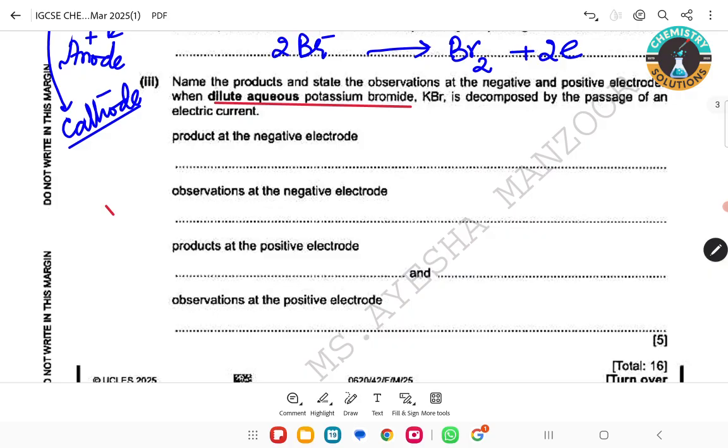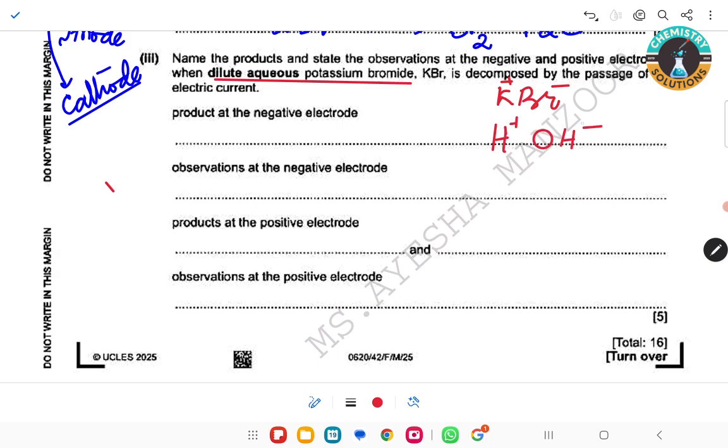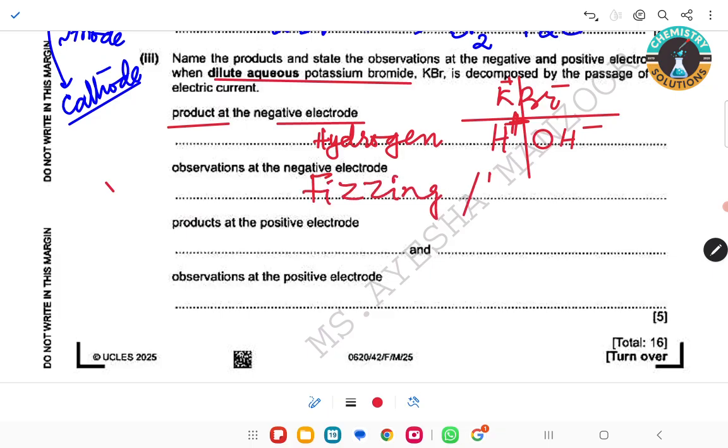if potassium, do not forget and do not disturb along with it, just write down here the ions: potassium ion and bromide ion. If dilute is there, then hydrogen ion and hydroxide ion. Hydrogen ion is below potassium in the reactivity series, so at the negative electrode the product will be hydrogen. So observation at the negative electrode: fizzing. The word fizzing is a better answer. But if you can write bubbles of colorless gas, that will also be accepted.